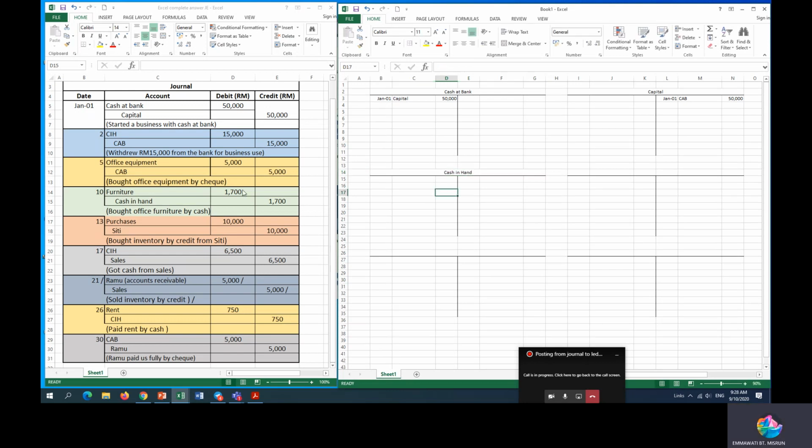Okay. So on January 2nd, we have cash in hand debit. So it means that for your cash in hand account, we should also have it debit. So the date is on January 2nd. And the debit entry for cash in hand is cash at bank. So we should write it down cash at bank. And then the amount is 15,000.